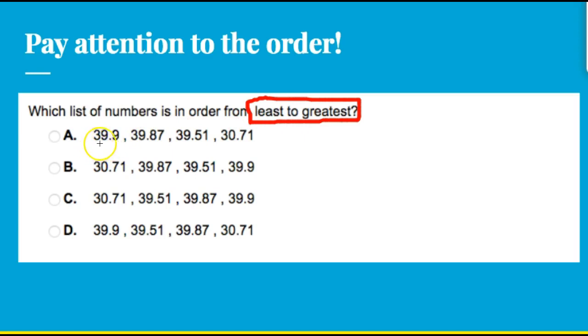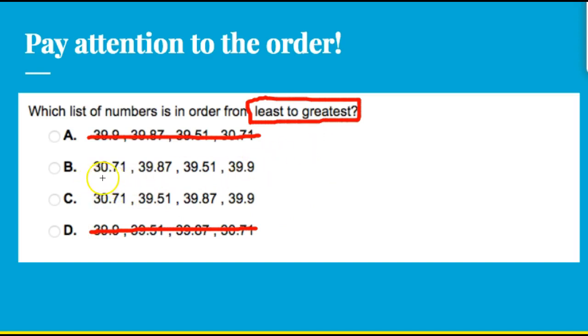Now, when I look here, I see 39. I'm just going to take a look at the whole numbers first. There's a 39, 39, 39, 30. Well, 30 is definitely smaller than 39, so this one is not least to greatest. So I'm going to eliminate that one as a possibility. This one, whole numbers 30 to 39 to 39 to 39. That's still a possibility. 30, 39, 39, 39. That one's still good. But I notice this one has these 39s and then 30 at the end, which means that one is still greatest to least, rather than what this one's asking for, so I've eliminated that one. Now I'm down to just two answers.